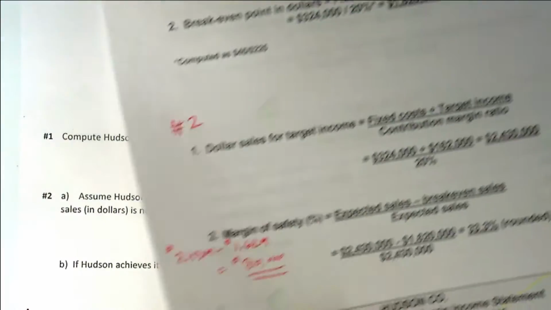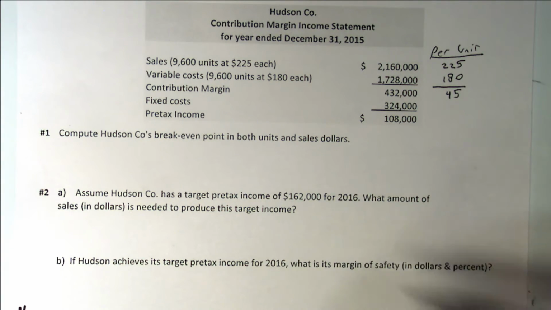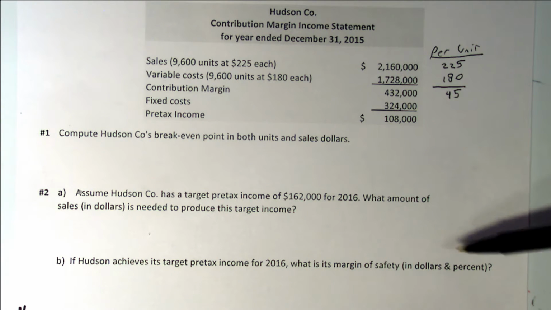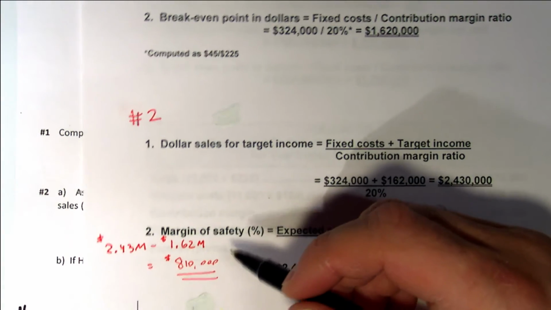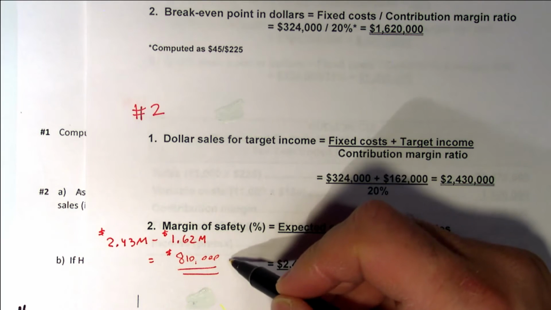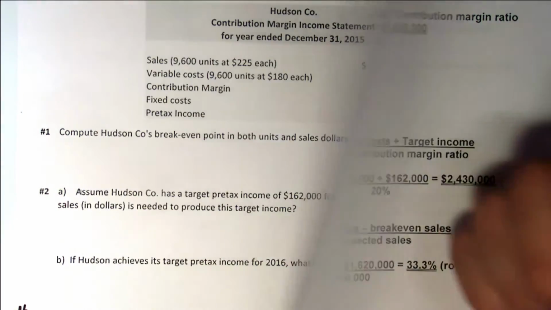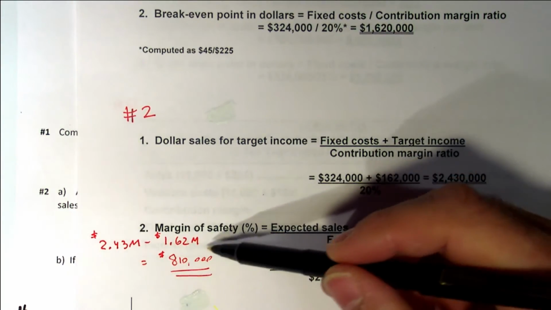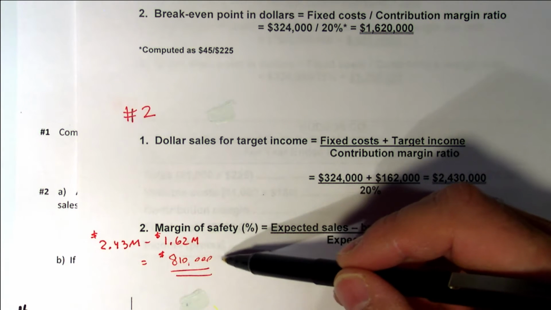All right. It then goes on to ask, if Hudson achieves its target pre-tax income of 2016, what's its margin of safety in dollars and percent? Well, in dollars, it's $810,000, right? Which is just the expected sales that we calculated above, 2.43 million, minus the break-even sales, which we also calculated earlier, right? So that's 810,000 margin of safety in dollars.